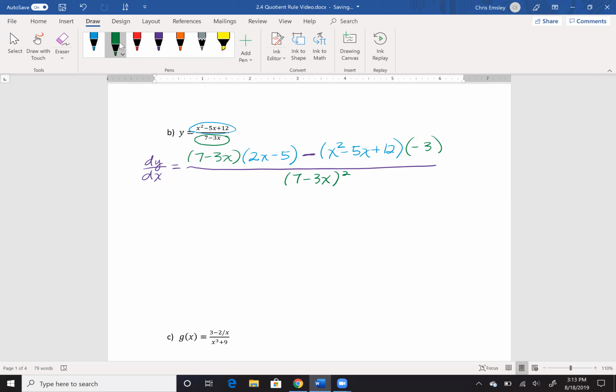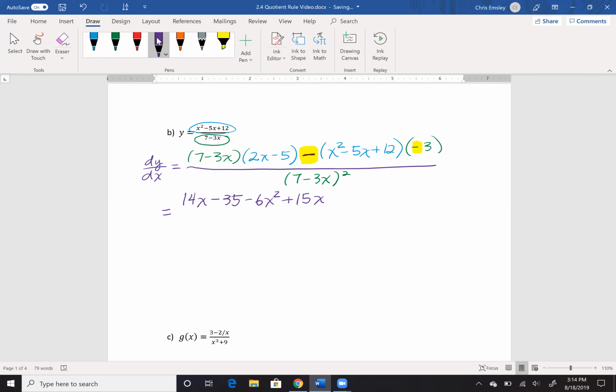Okay, then go ahead and do some simplifying. Up here in this first part, we're going to have to FOIL to expand that out. 14x minus 35 minus 6x squared plus 15x. And then be careful back here again because of this minus sign and this negative 3.